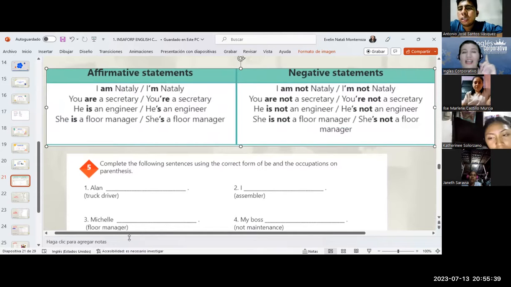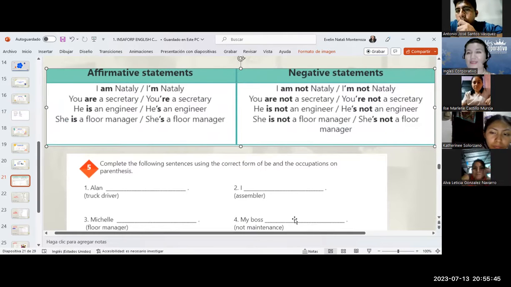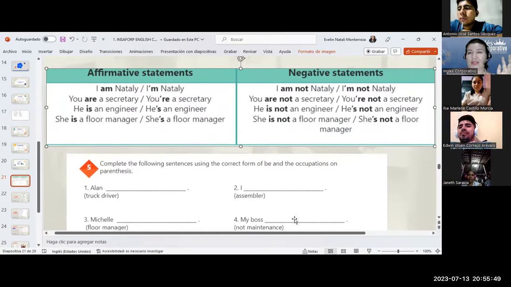He is an engineer. Okay, ahí vamos. Cuando estamos ocupando consonantes, decimos, he is a teacher, he is a secretary, he is a doctor. But in this case, this one is a vowel. Este comienza con vocal, engineer.